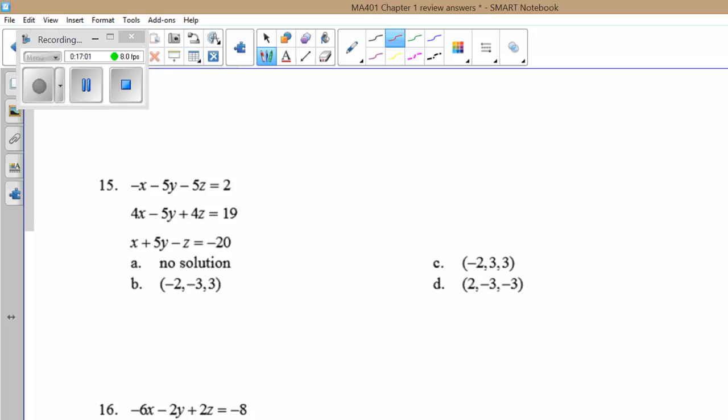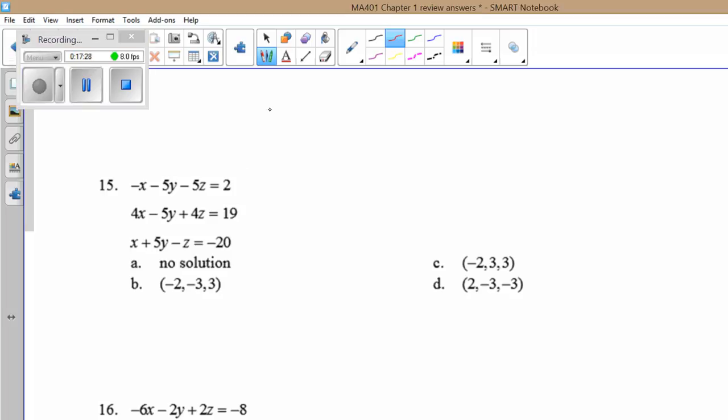Aha, now this is a triple, and it looks like it's going to have an answer. So let's get ready to put it in the calculator. The reason I say it looks like it's going to have an answer is because A says no solution, but then B, C, and D all have numbers for us. So I'm pretty sure we're going to have a solution here. So grab your calculator and get ready for matrices.